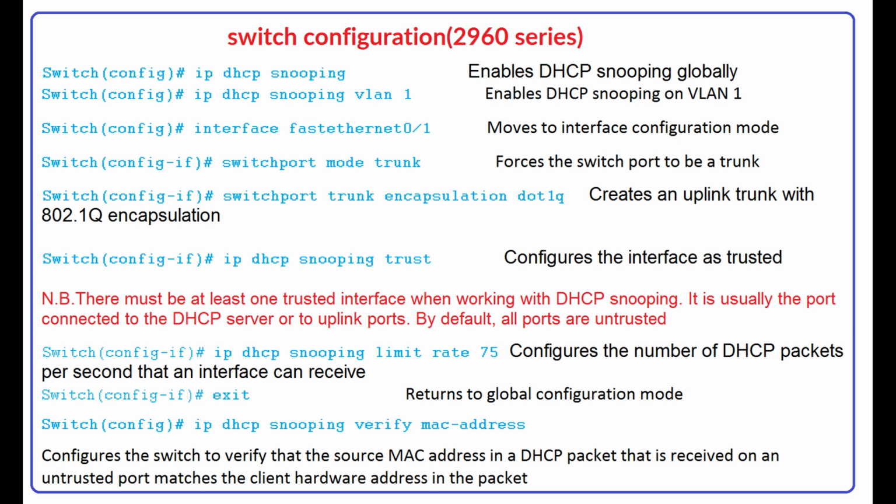Switch(config-if)# ip dhcp snooping limit rate 75 configures the number of DHCP packets per second that an interface can receive. Switch(config-if)# exit returns to global configuration mode. Switch(config)# ip dhcp snooping verify mac-address configures the switch to verify that the source MAC address in a DHCP packet that is received on an untrusted port matches the client hardware address in the packet.